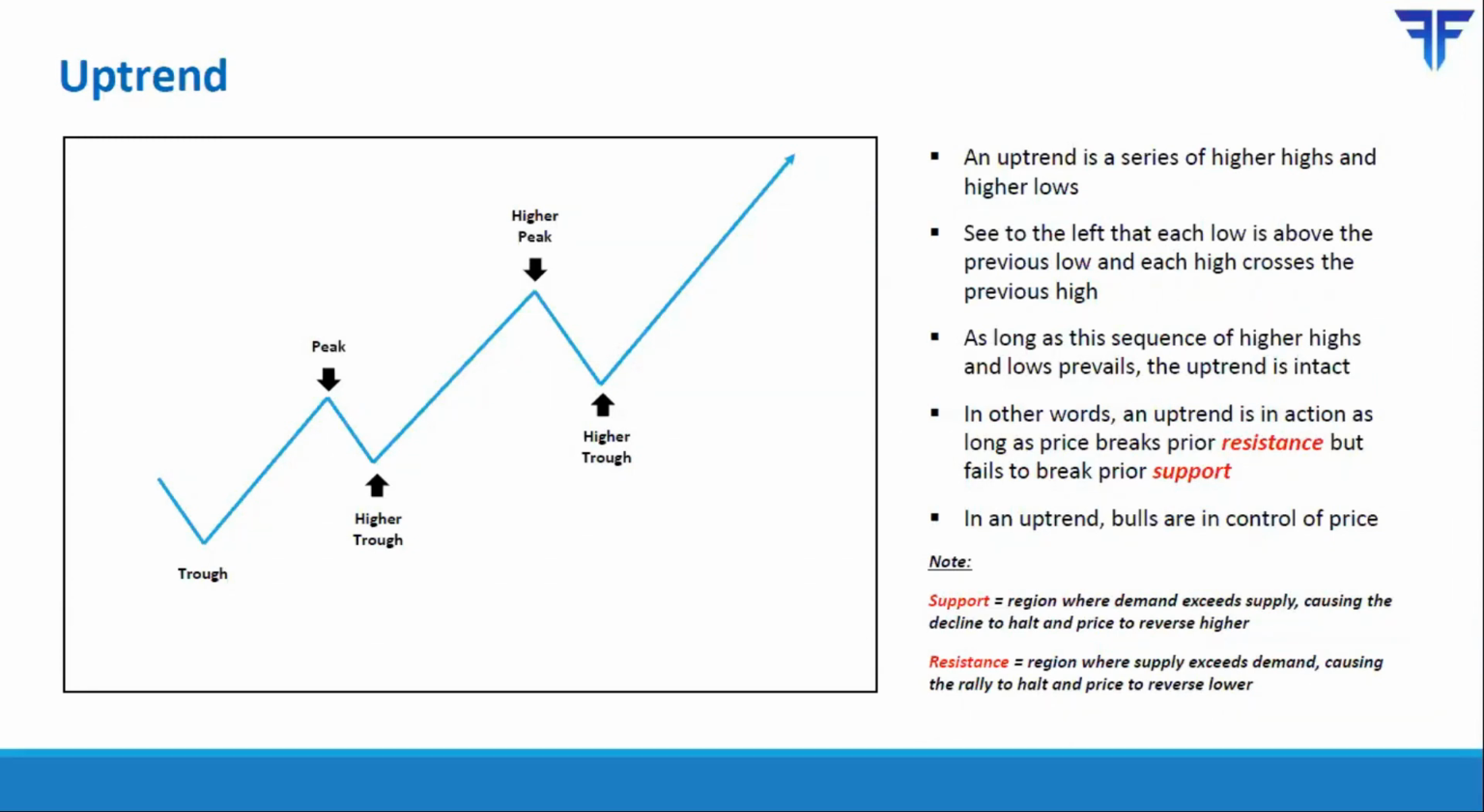Resistance is the exact opposite of that. Resistance is an area on the chart where the supply of the security is likely to exceed the demand for that security, which in turn causes the rally to end and for price to probably reverse lower. So let me explain support and resistance in the context of this chart. Once the price has rallied and from there it has reversed lower, the highest point in that rally marks a resistance, and the lowest point in that rally marks the support.